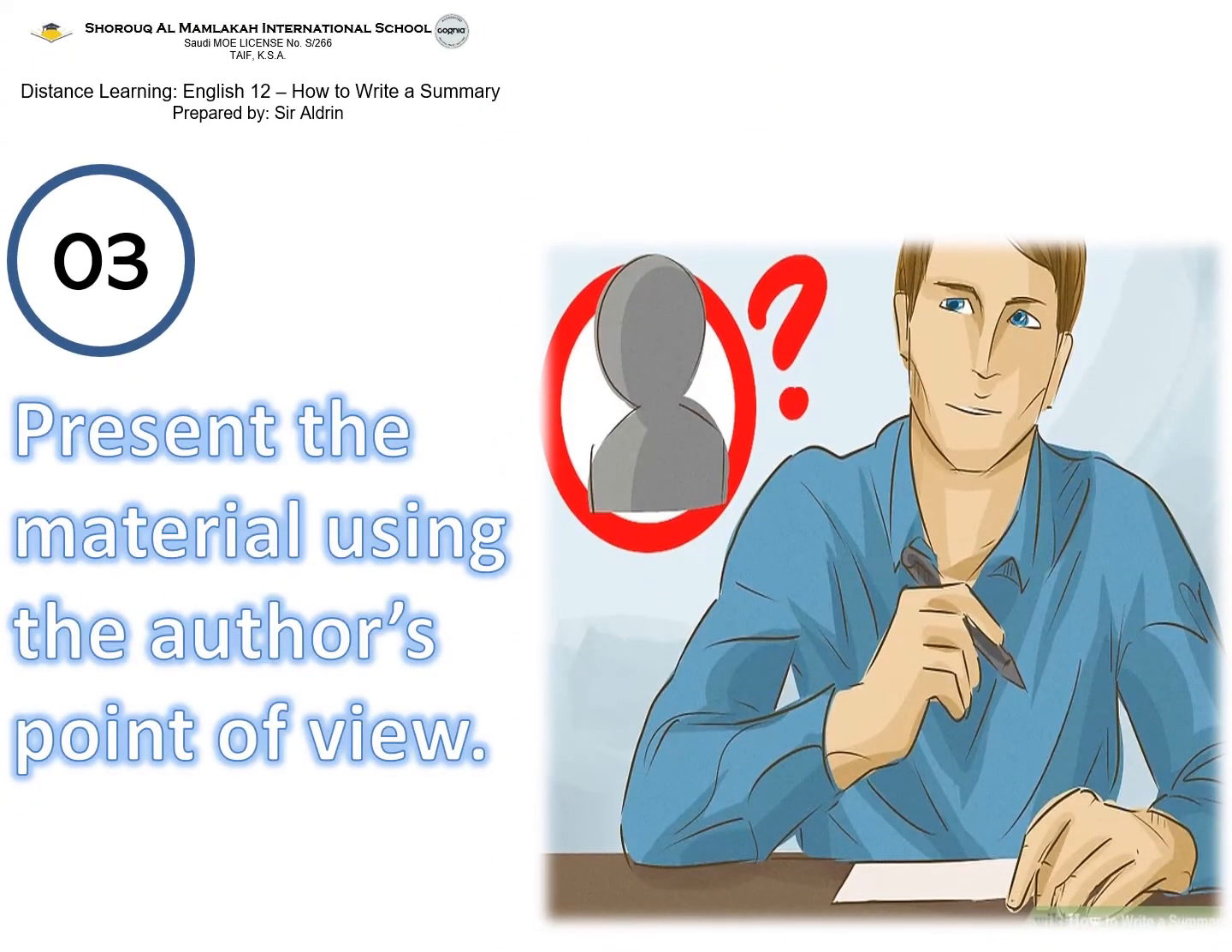The third step is to present the material using the author's point of view. As you write, make sure you're only summarizing the original piece of writing. You should not be inserting your own opinions of the piece or of the events the piece covers. Instead, summarize what the original author said and retain their tone and point of view.